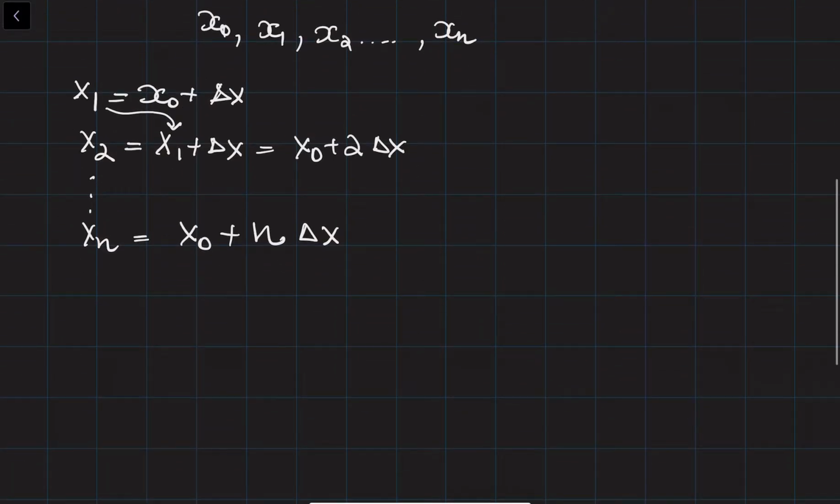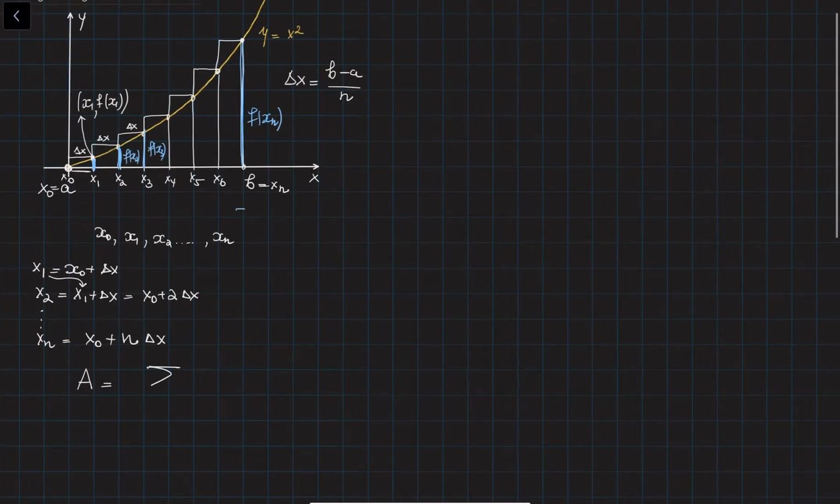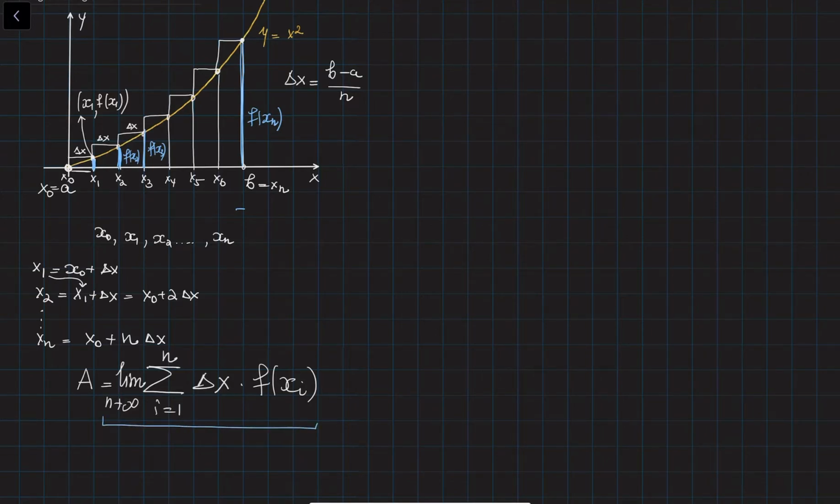The area is going to be equal to the summation of delta x, which is the width of those rectangles, times the height of those rectangles, which is f of xi, right? Where i goes from 1 to n, and if you take its limit when n goes to infinity, it's going to be equal to the area. And this sum here is called the Riemann sum.